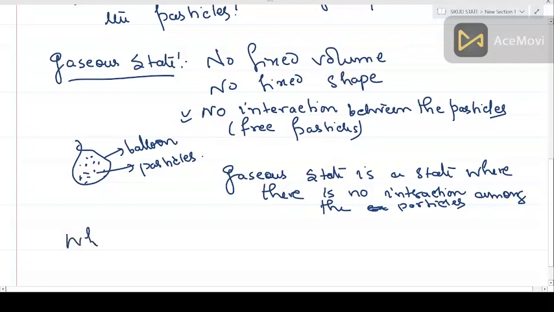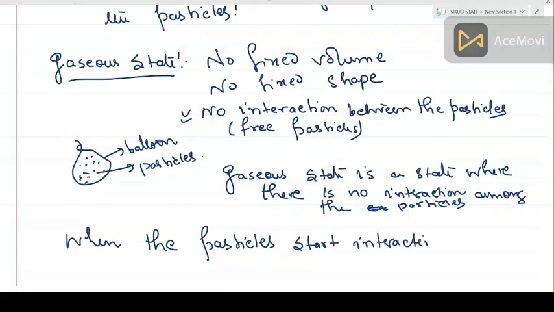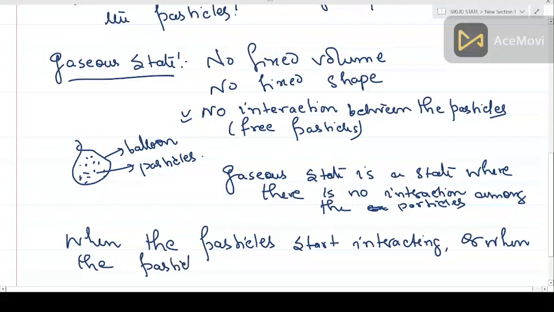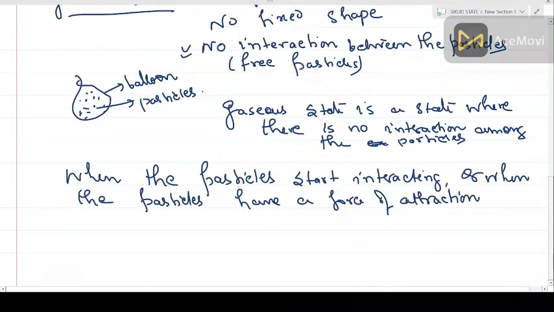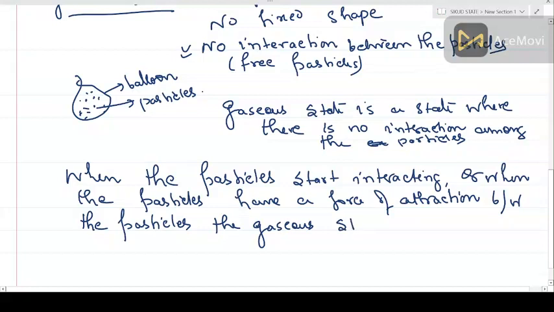So when the vapor is taking the form of a liquid, the interaction among the particles increases. As the interaction goes on increasing, it starts to take a definite shape and a definite volume. When the particles start interacting, or alternatively, when the particles have a force of attraction between them, they are getting attracted to each other, there is a force that is causing the interaction, a force of attraction between the particles.